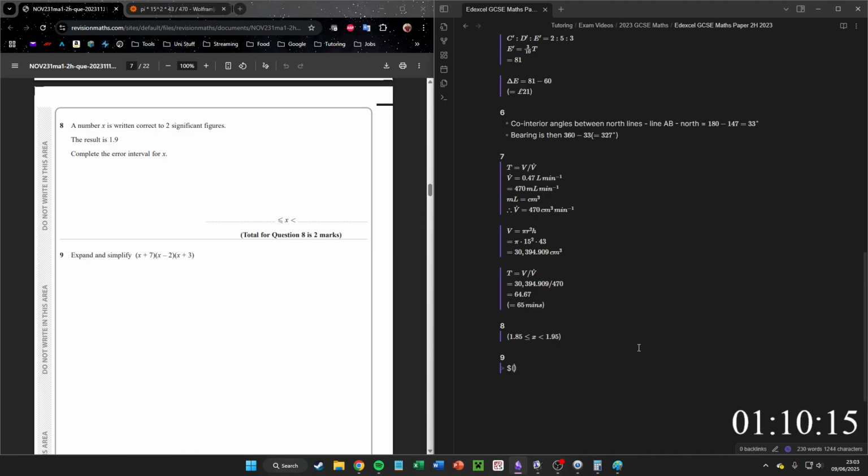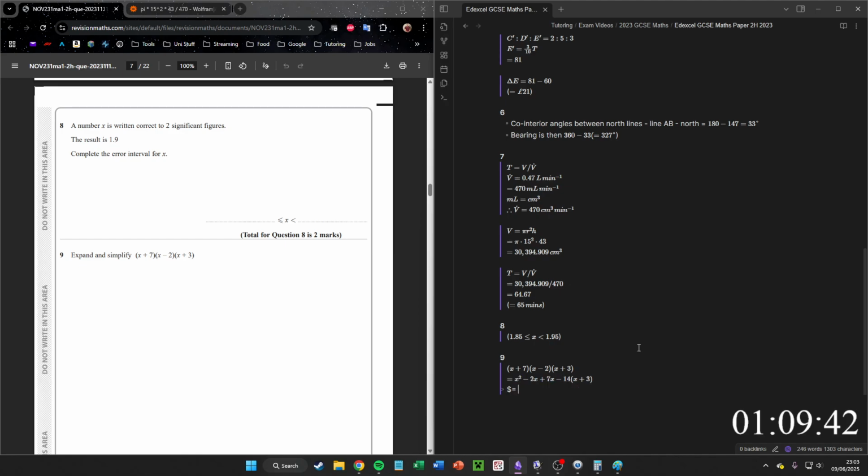Expand and simplify (x plus 7)(x minus 2)(x plus 3). I'm going to use what I think is American terminology, FOIL, where you multiply the firsts, the outers, the inners, and the lasts to expand a set of brackets. So first would give you x squared, outer would give you minus 2x, inner would give you plus 7x, and last would give you minus 14. And then still multiply by x plus 3.